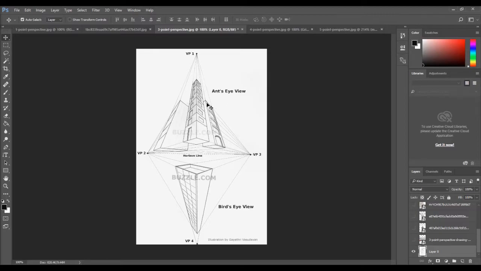The right and left parallel lines of the buildings are extended and projected to the right and left vanishing points on the horizon line. The vertical parallel lines are projected to the third vanishing point in the sky or the ground. Let's see here.